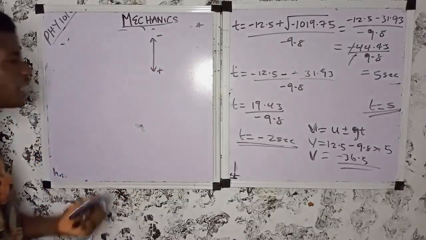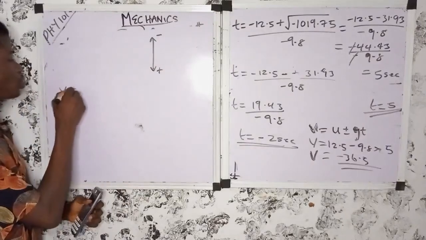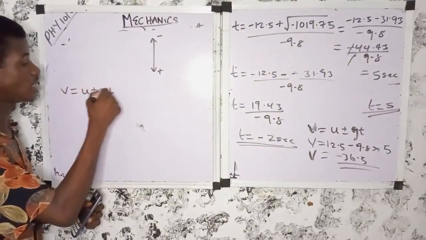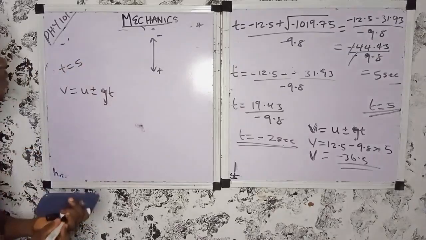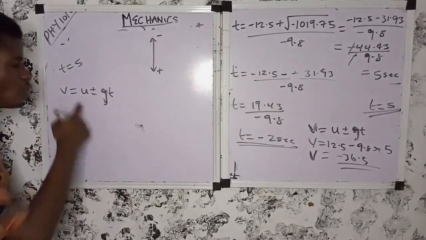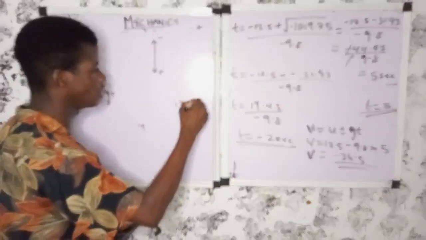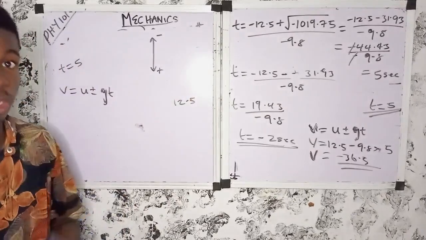Okay, yes. Now remember, V equals what? U plus or minus GT, right? And our time is what? We have gotten our time to be 5. So U is 12.5. Yes, that is the velocity of the helicopter.